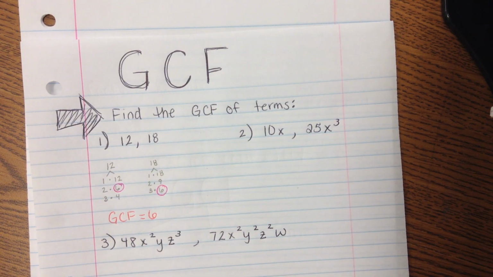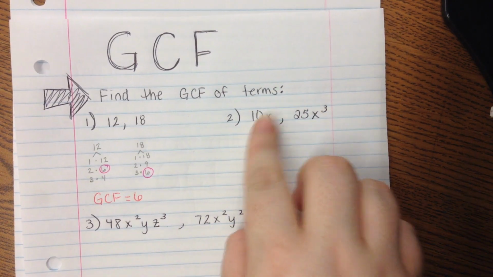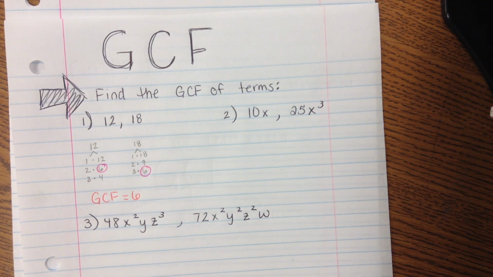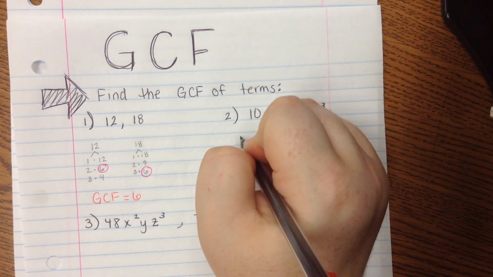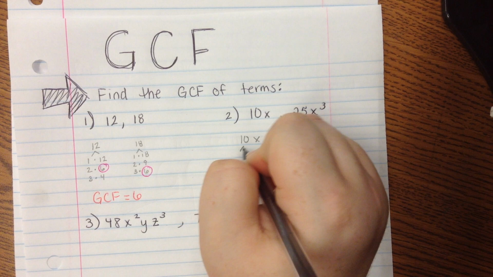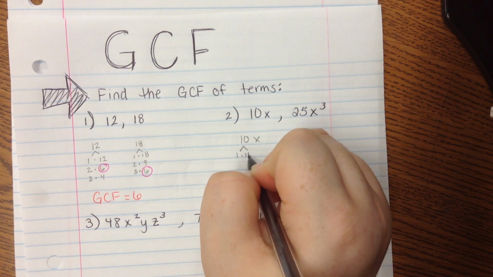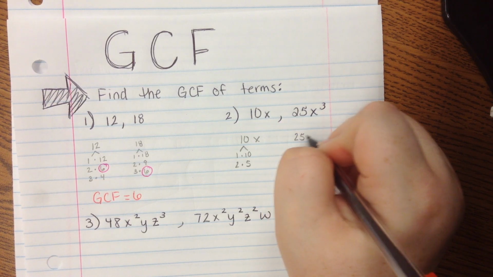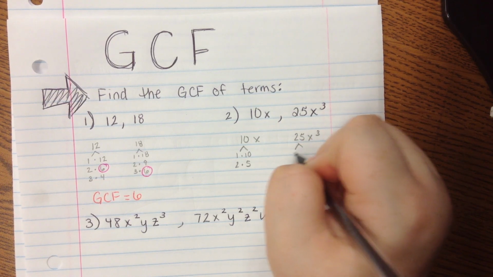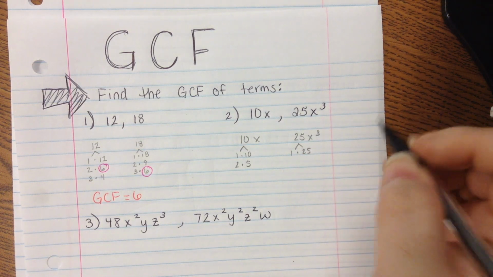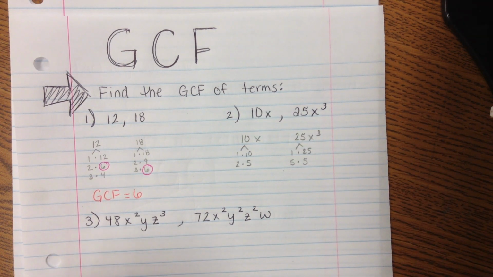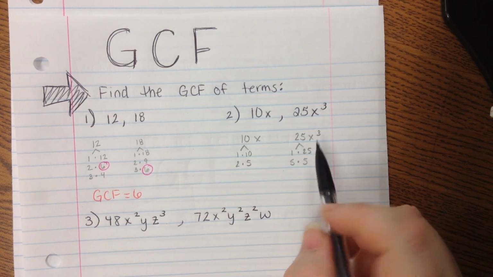So let's try 10x and 25x cubed. This has both numbers and letters. Again, there's only 2 terms, numbers and letters. So we look for the numbers first. So if we have 10x, the factors of 10 are 1 times 10 and 2 times 5. Then we look at 25x cubed. 25 is 1 times 25 and then 5 times 5. They have to be integers. They can't be 2 times 12.5. That wouldn't work. We need integers.